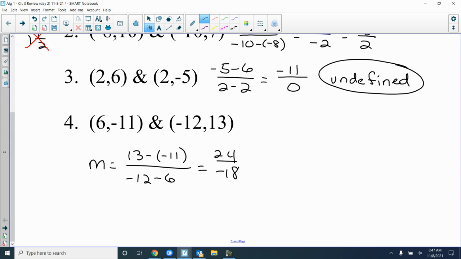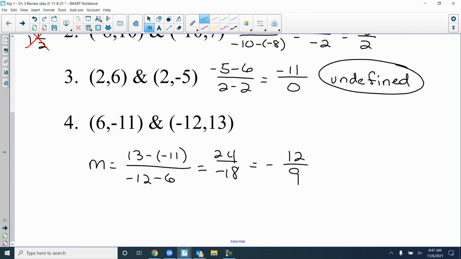Now, if it is a positive value and a negative, you don't need to keep the negative in the bottom. You can move it out in front. So now you got negative 12 over 9. All right, that's partially there. It's not all the way because that reduces again. Every time you reduce it, you want to see, can it reduce further?